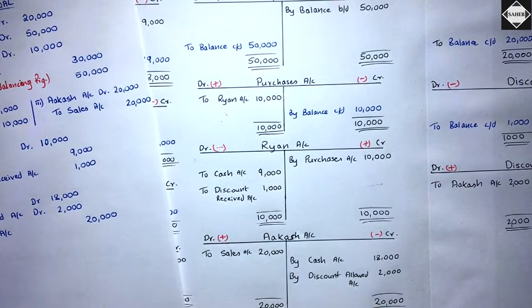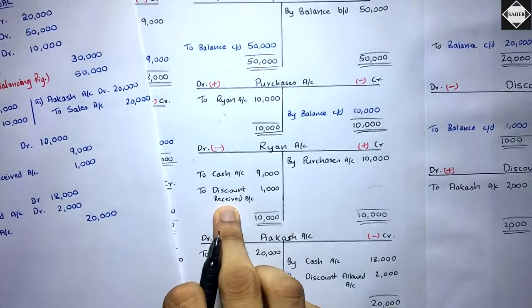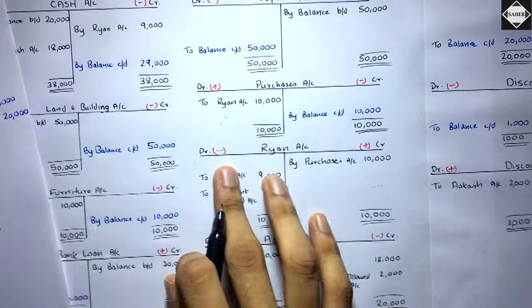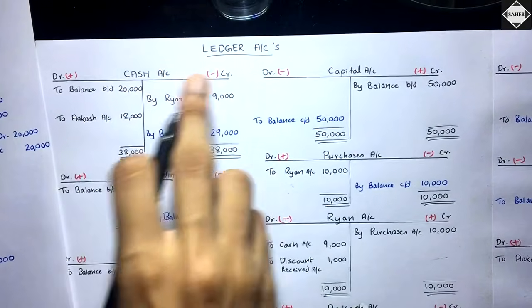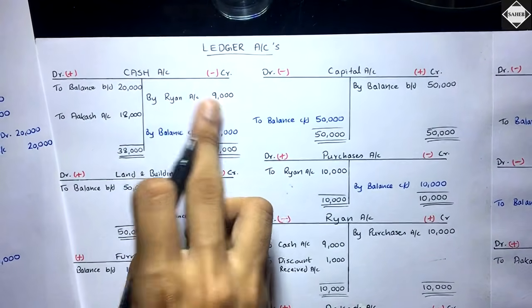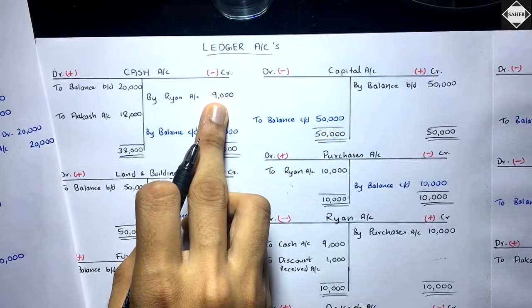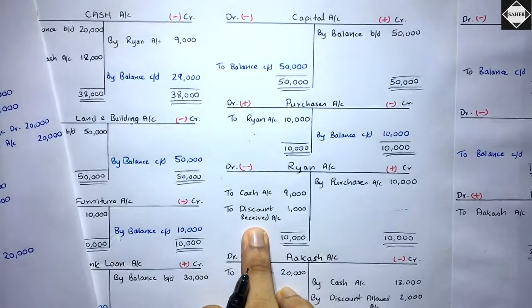Is that clear? Now what you have to do is show the other effect in the cash account and discount received account. So go to the cash account, see here, cash has decreased, cash account has been credited because we have paid Ryan 9,000, by Ryan account 9,000. Is that clear? Simple.